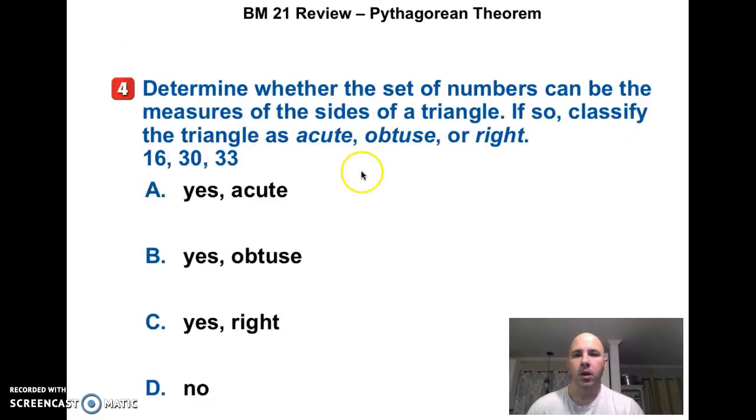All right, with number 4 on this benchmark 21 review for the Pythagorean theorem, it's asking you to determine whether the set of numbers can be the measures of the sides of a triangle. If so, classify the triangle as acute, obtuse, or right. 16, 30, 33. The first thing when you look at all three of those values is which one is your biggest value. In this case, it's pretty much in order. This will be our C value.